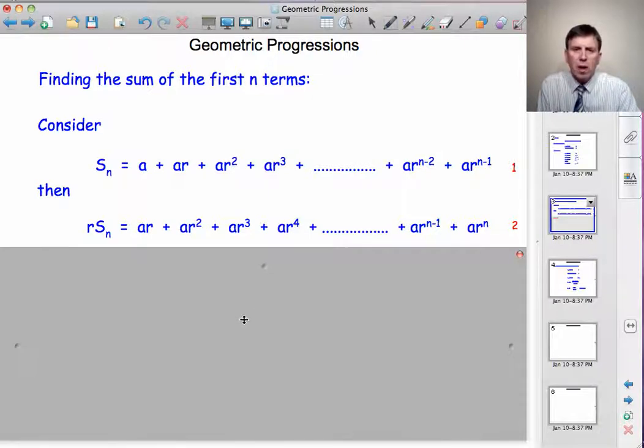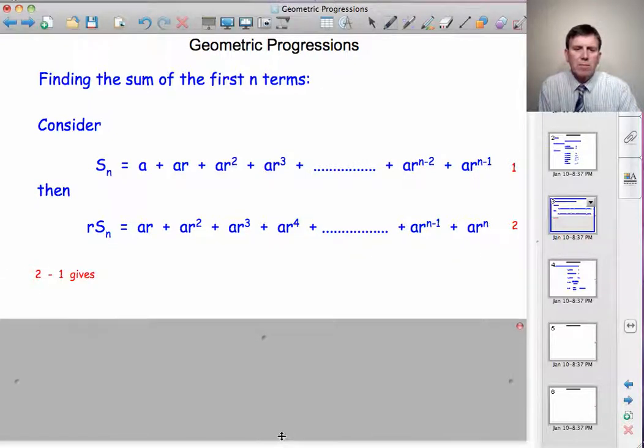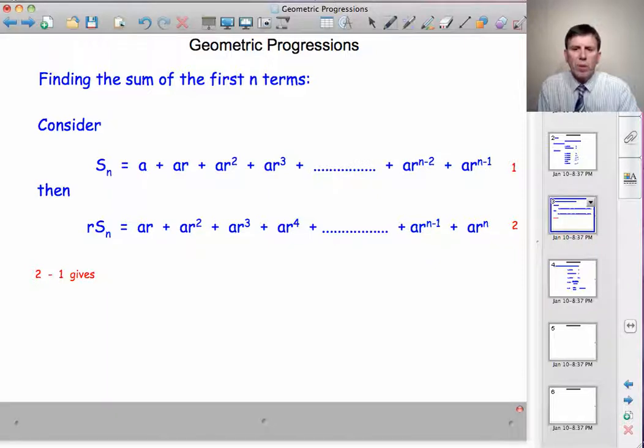So on the left-hand side we've got r times Sn, and on the right-hand side the power of r in each term has been increased by 1. So instead of starting with a, we start with ar. ar becomes ar squared becomes ar cubed, and so on. The second last one will have ar to the n minus 2 becoming ar to the n minus 1. And the very last term, the nth term, will be ar to the n, because we've multiplied ar to the n minus 1 by another r. What we're going to do now is subtract equation 1 from equation 2.